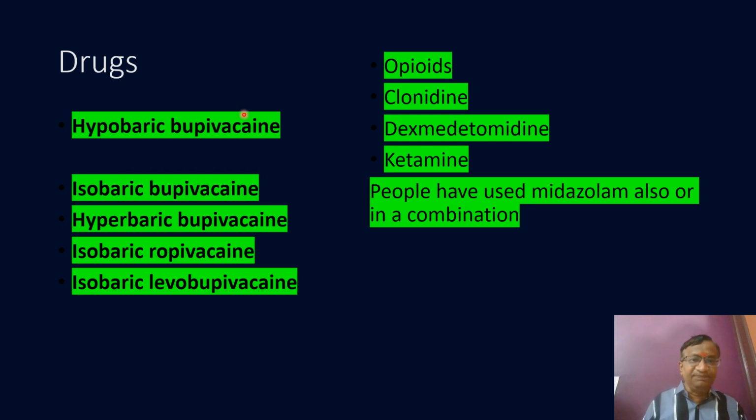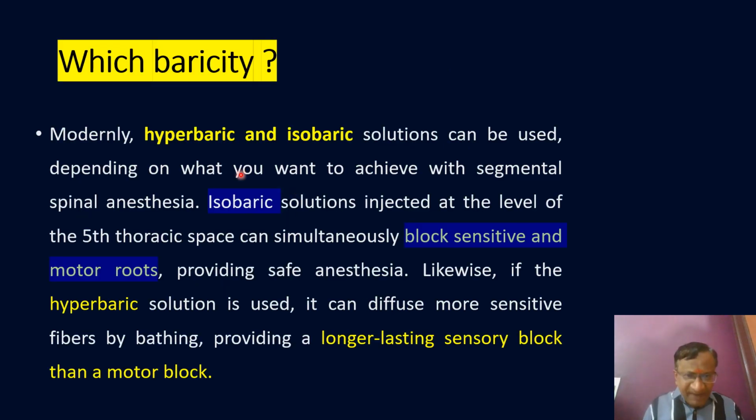Now, what are the drugs used? Hypobaric bupivacaine, isobaric, hyperbaric, isobaric ropivacaine. All these drugs are routinely used with fentanyl, clonidine, dexmedetomidine and midazolam, or sometimes we have used them in combination also. So, isobaric bupivacaine, hyperbaric bupivacaine. I am coming to this point again. Hyperbaric and isobaric both can be used depending upon what you want. Isobaric injected at the level of the 5th thoracic can block sensory and motor simultaneously. Hyperbaric means a longer lasting sensory block than motor block.